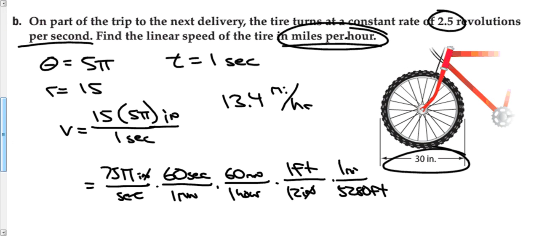Okay. So to recap, revolutions, change that to a radian measure. Okay, if it was degrees, change it to a radian measure. Okay, that'll give me theta. Time the problem told me. Radius the picture told me.